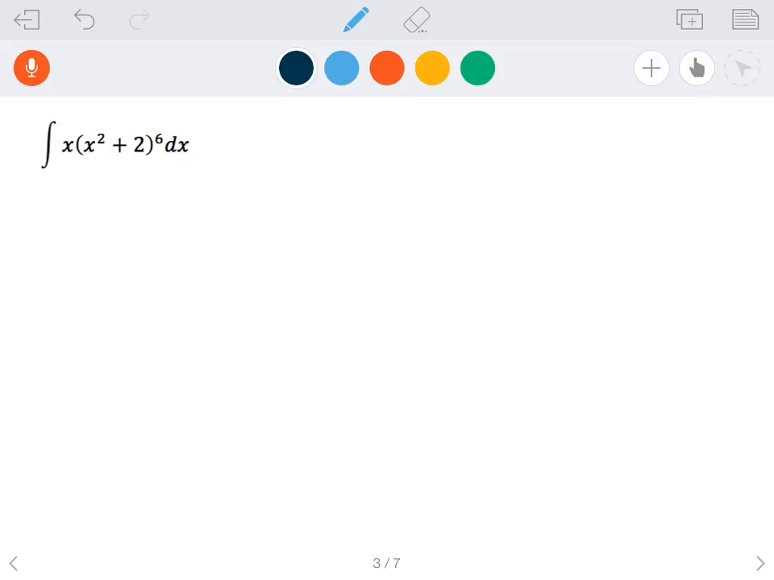Now I could solve this one. I've got x times x squared plus 2 raised to the 6th power. I could solve that by completely expanding x squared plus 2 to the 6th. So that's like foiling 6 times. I don't want to do that. I want to find a shortcut. And my shortcut can be letting this equal u. Whenever you've got a function inside another function, that's your indicator, that's your red light that you can set that equal to u. And so I'm going to let u equal x squared plus 2.